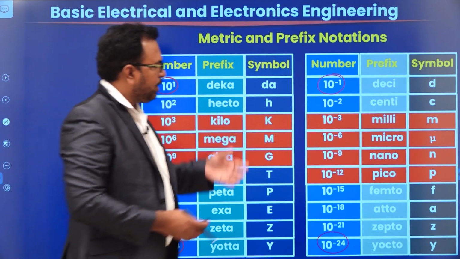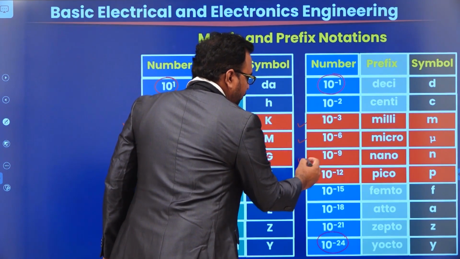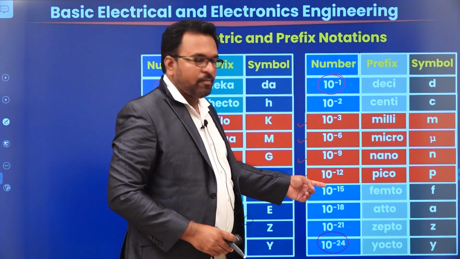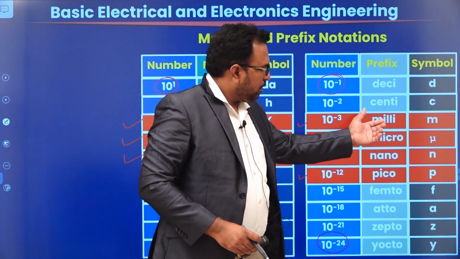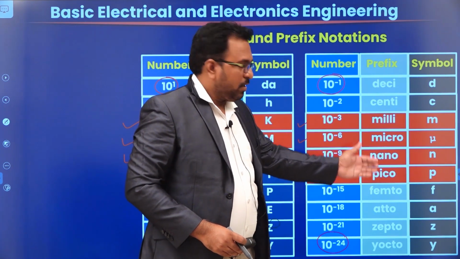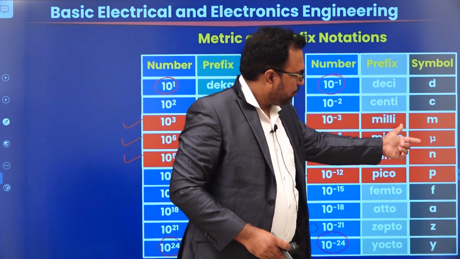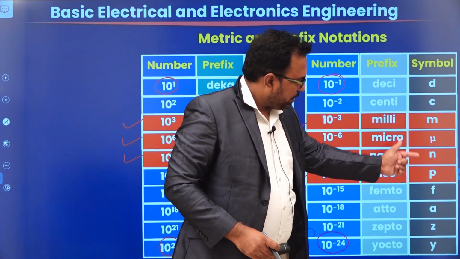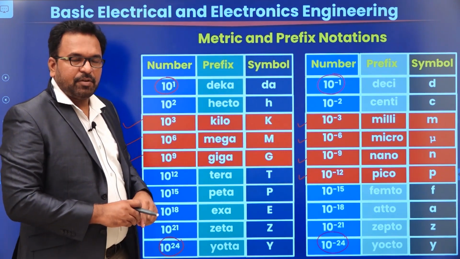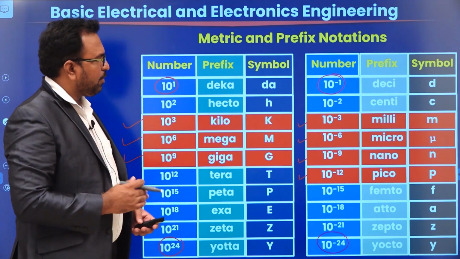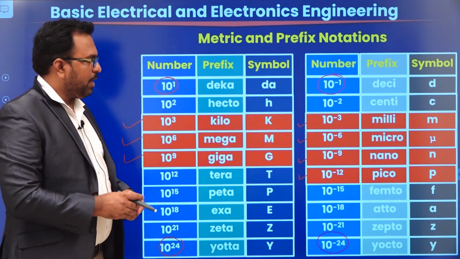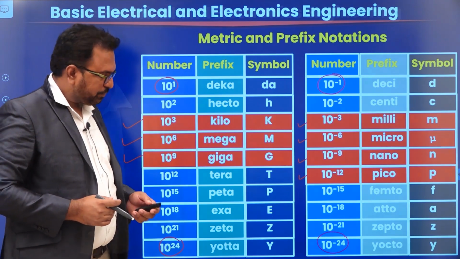Coming to the negative, we are going to mainly concentrate on only these four prefix notations: 10 power minus 3, minus 6, minus 9, minus 12. 10 power minus 3 is called milli, 10 power minus 6 micro, 10 power minus 9 nano, 10 power minus 12 pico. And the notations we are going to use are small letters: small m, this is the micro symbol, small n and small p. So the difference is, for positive prefixes you use capital letters, for negative notations you use small letters. These are all about the notations. Whatever I have marked in red, you have to keep in mind because we are going to use these notations frequently.